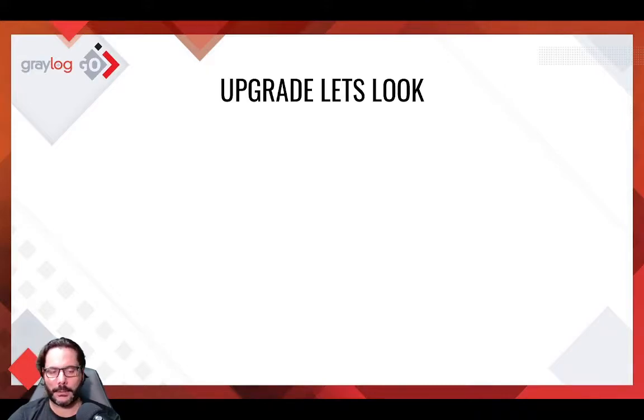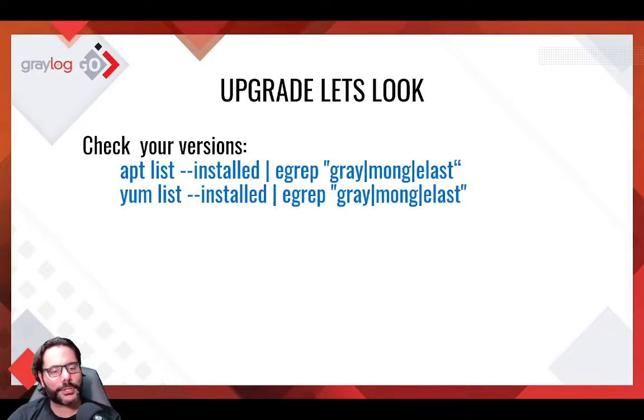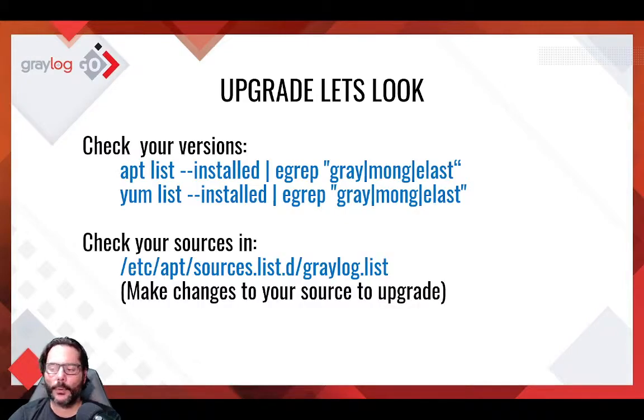in your Graylog instance. First, you want to look at what's running. Here's a good command to grep the different versions of the applications required when you're running Graylog. So you've got Graylog, MongoDB, and Elastic. Also, this is the directory structure where you're going to want to get your apt sources list from Graylog, and we will go through this. So let's take a quick look, and we're going to jump into an upgrade.